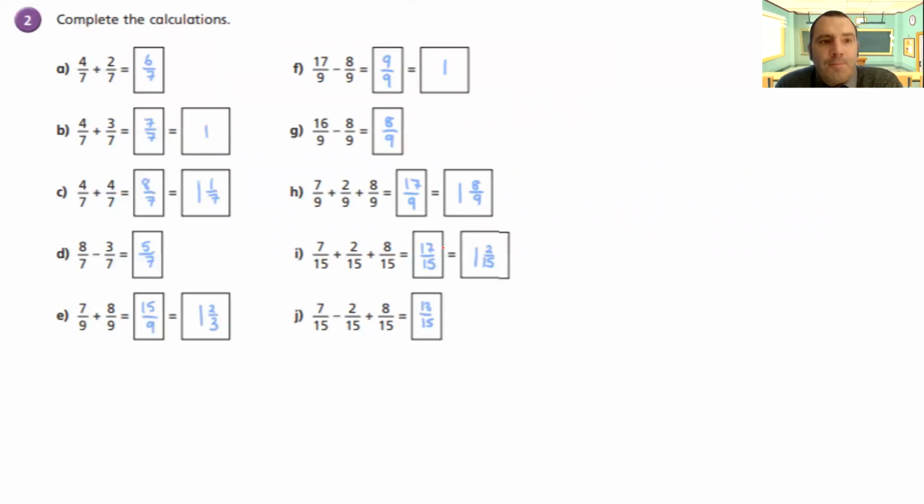Question 2, completing the calculations. A, 4/7 plus 2/7 to give us 6/7. And you can pause here and work your way through, checking your answers as you go. Okay, all your answers checked?